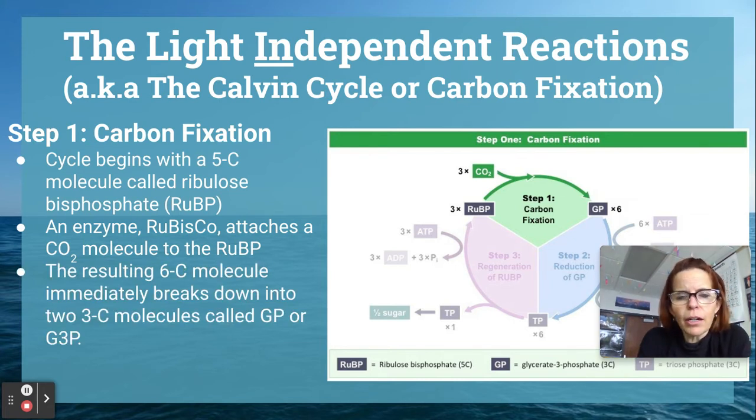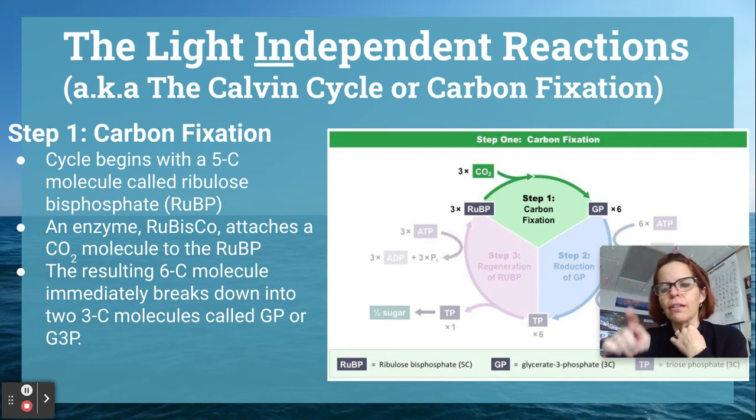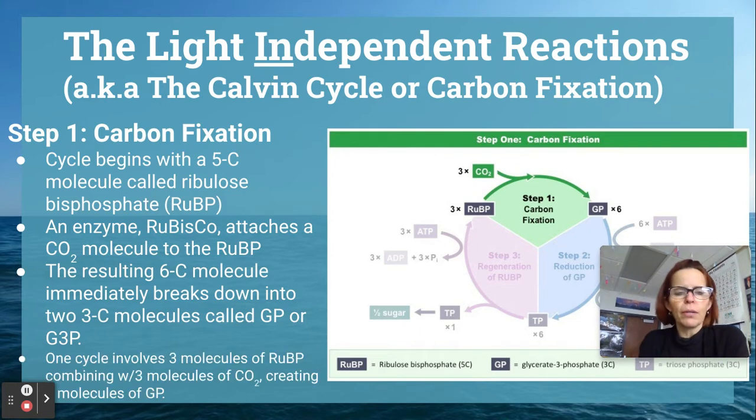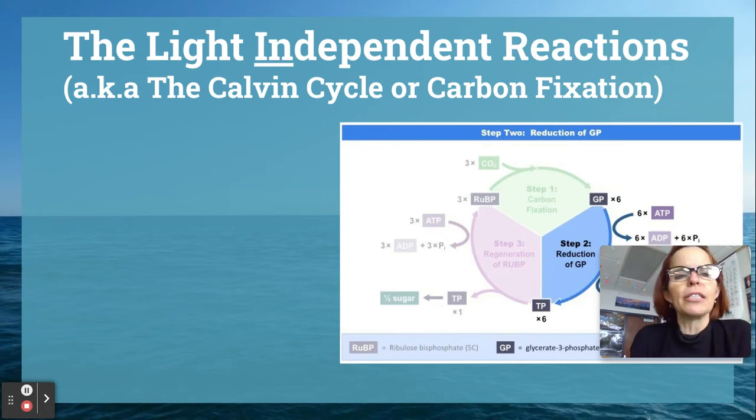The resulting 6-carbon molecule immediately falls apart into 2 3-carbon molecules. Those 3-carbon molecules are called glyceraldehyde phosphate, or G3P, and locate the G3P on the diagram there. So it immediately makes these 3-carbon molecules. One cycle, so one time through the Calvin cycle, involves 3 molecules of ribulose bisphosphate combining with 3 molecules of carbon dioxide, creating 3 molecules of glyceraldehyde phosphate. Do you need to know all those long words? Absolutely not. Just pay attention to the number of carbons and you're doing great.